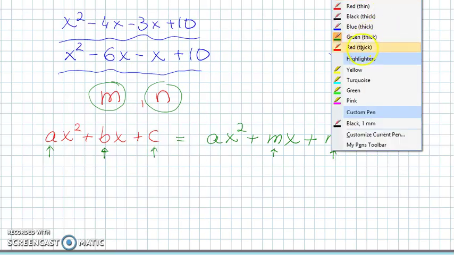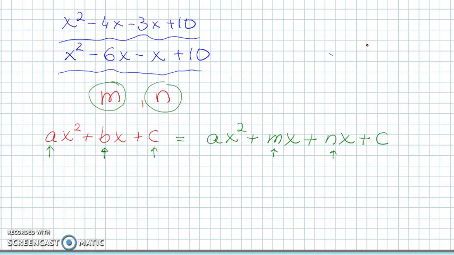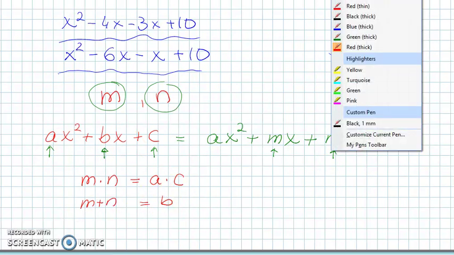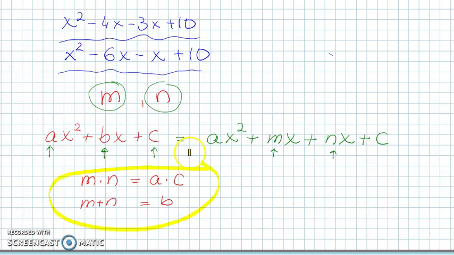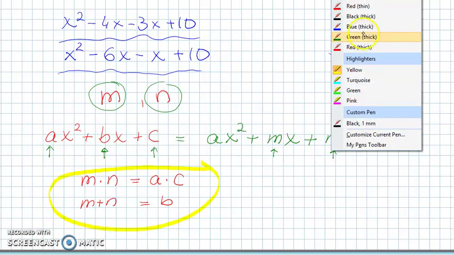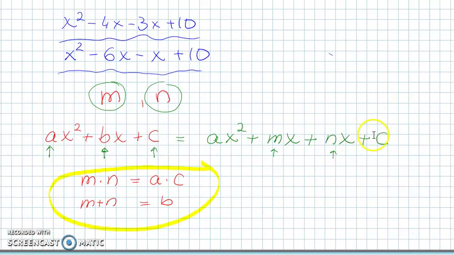There is a formula that you can use to find these m and n values. They have to be such values that when I multiply them, they will be the same as the product of a times c, and when you add them up, they will give you b. So this is the formula that you should have in your memory aid. Now I'm going to show you how it works with the example.